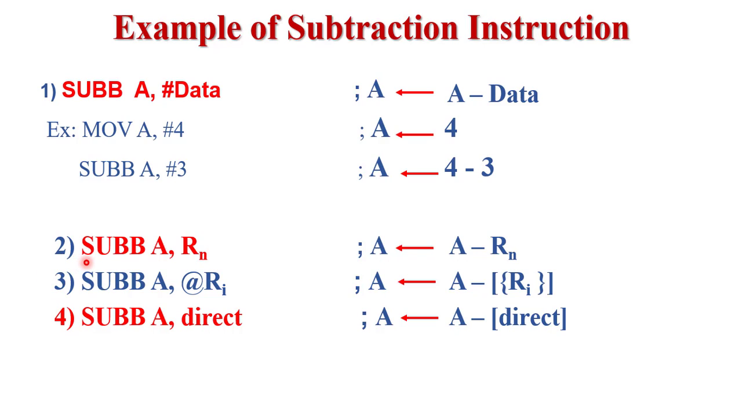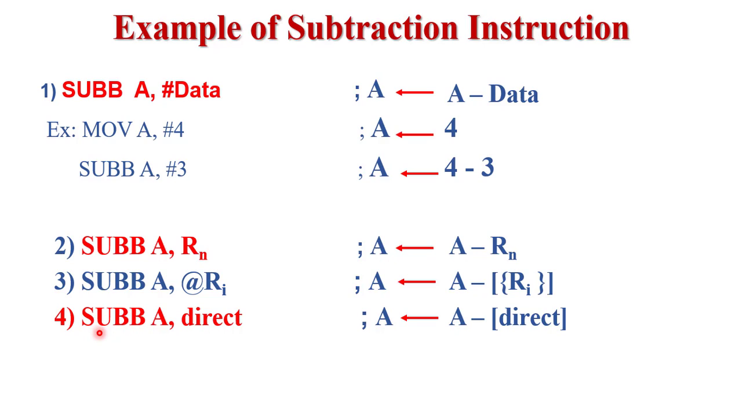Next instruction is SUBB A, Rn. This instruction is the example of register addressing mode. This instruction tells that subtract the content of accumulator with the content of Rn register and result is stored in the accumulator register. Next instruction is SUBB A, @Ri. This instruction is the example of indirect addressing mode because the indirect address of the data is given here. This instruction tells that the content of accumulator register is subtracted from the content of the memory location whose address is given in the Ri register and result is stored in the accumulator register.